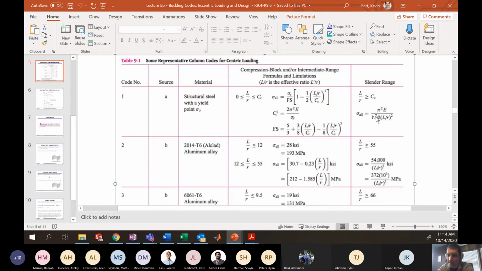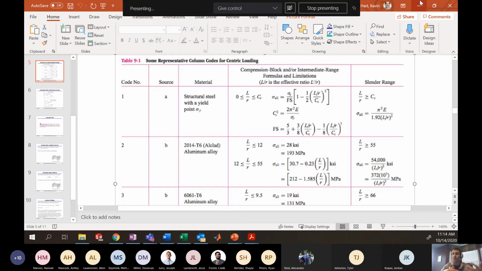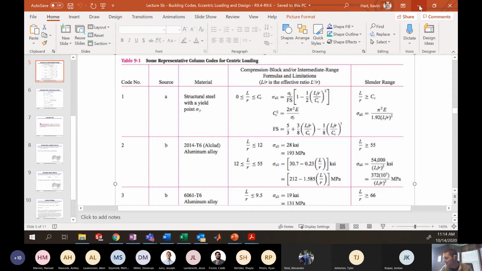So the point is that we need to figure out what this transitional value of CC is. So we see here how to calculate that transitional value between the intermediate and the slender range. Here CC squared is given as 2 pi squared E divided by the yield stress. Some threshold slenderness ratio that's going to determine whether we're in the intermediate or slender range. All right, so that's something that's going to be critically important to us.